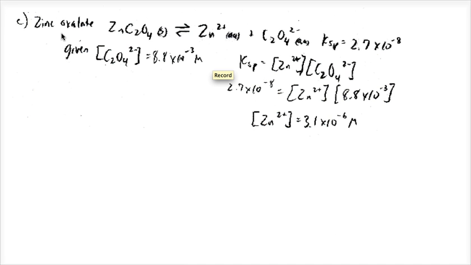In part C, you're dealing with zinc oxalate, breaking apart. You have a KSP value for it. You're given the oxalate ion concentration. You know your KSP, plug and chug. Solve out for your zinc concentration of 3.1 times 10 to the negative 6th molar.